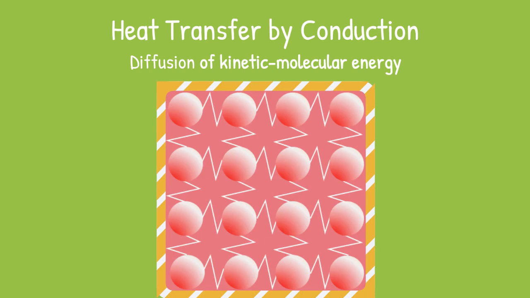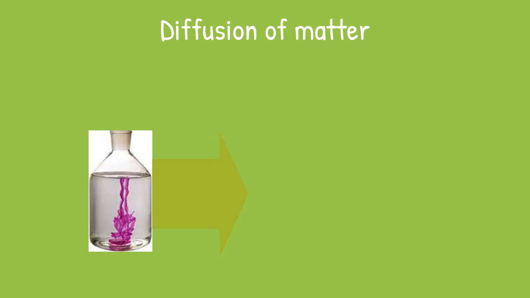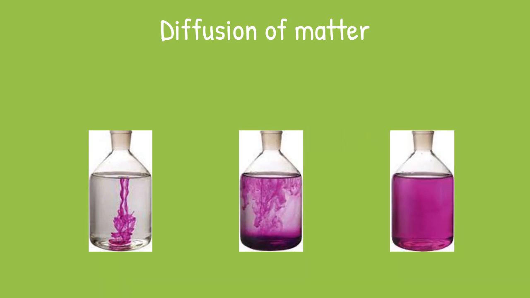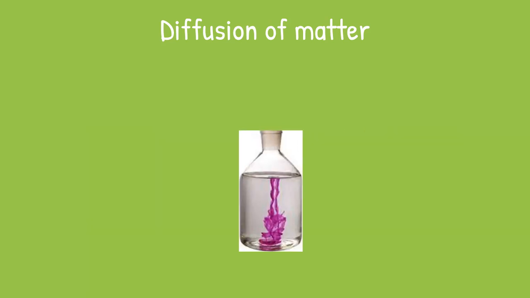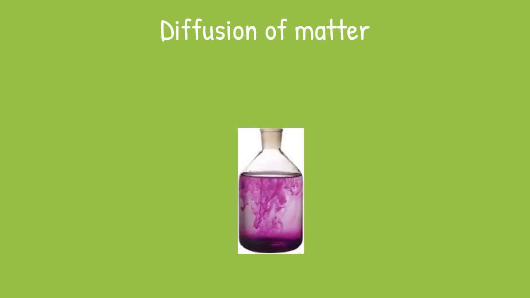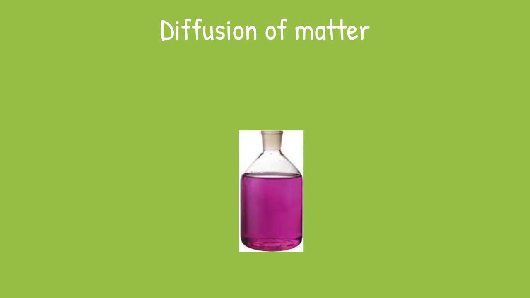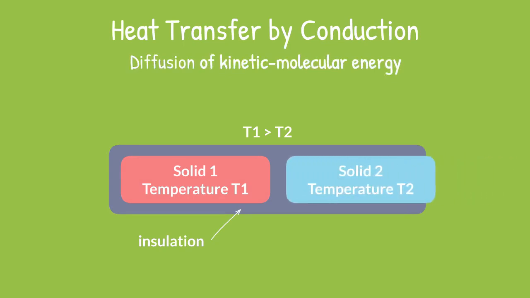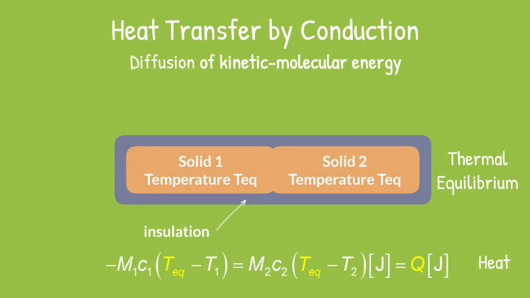By isolating the solid from the outside, there will come a time when all the molecules will have the same vibration and, therefore, the same temperature. This principle is similar to the diffusion of matter. When you put a drop of dye in the water, the dye diffuses slowly into the water. After a while, the dye is evenly distributed in the water. Diffusion is essential to understand how heat transfer works and why solids left in contact with each other at different temperatures will tend to reach a state of thermal equilibrium.